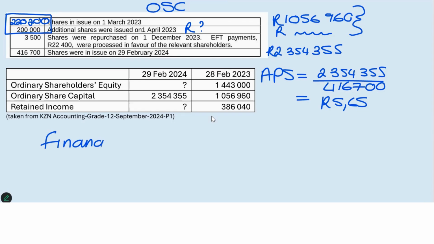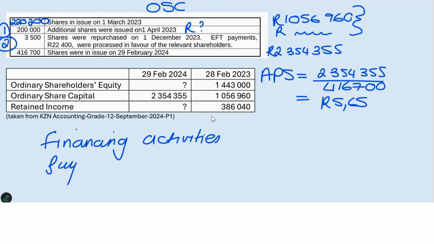So if we're talking about financing activities, there are 4 basic financing activities. It's the issuing of shares, the buyback of shares, taking out a loan and repaying a loan. So we've actually got 2 financing activities happening here. We've got the issue of shares and we've got the buyback of shares.